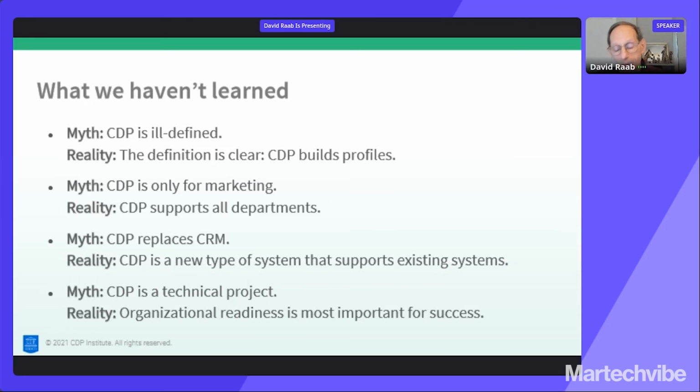The myth that it replaces CRM. No. CDP is quite different from CRM. You still need a CRM. It doesn't replace it. Myth: CDP is a technical project. No. CDP is a business project. Organizational readiness is the single most important thing for success.